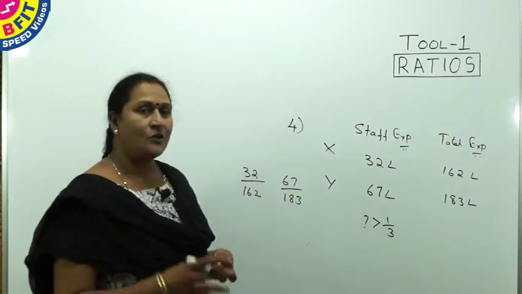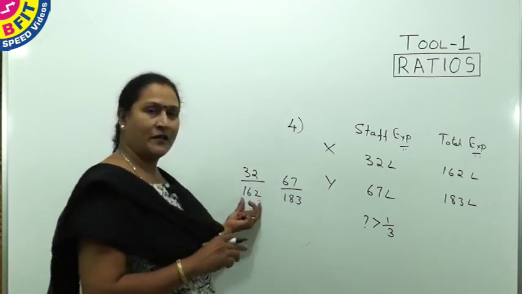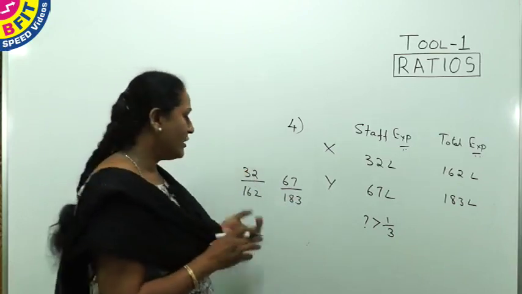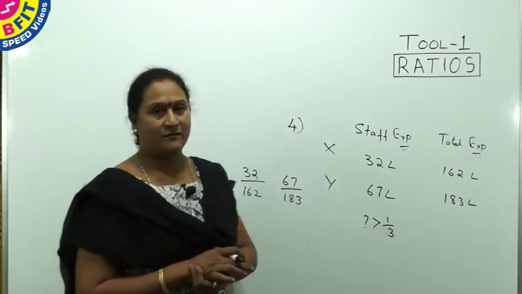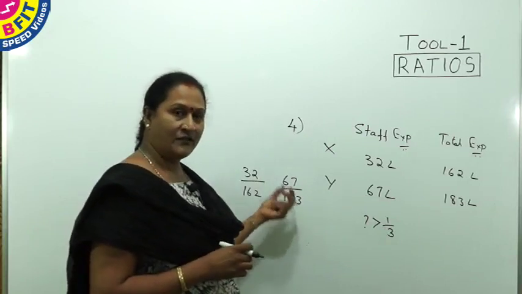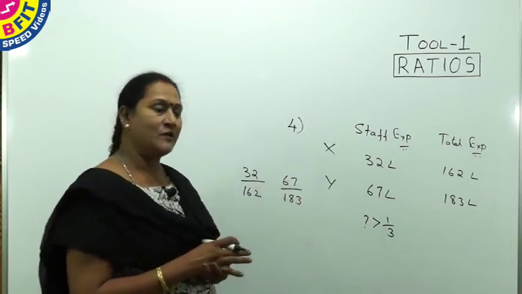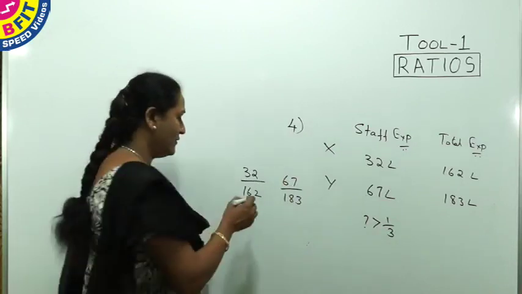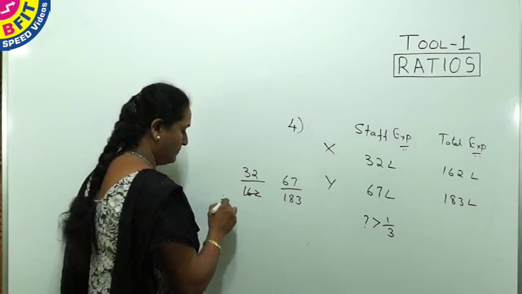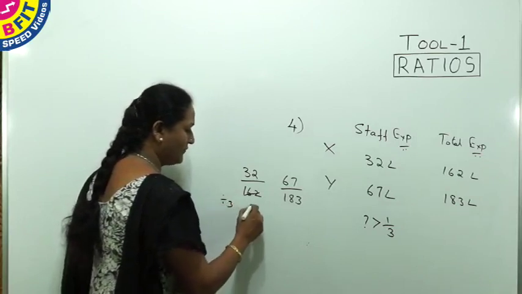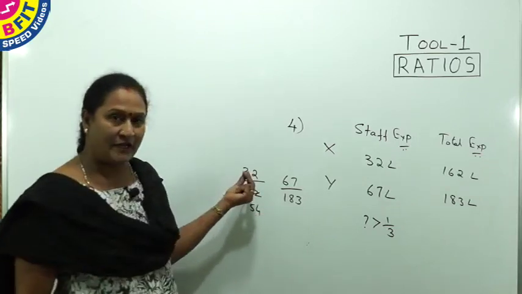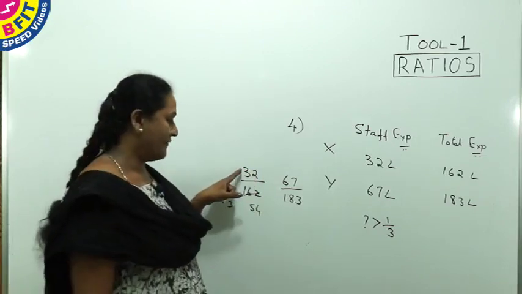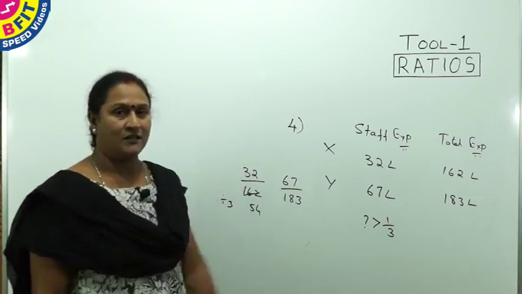Which company's staff expenditure is more than 1/3? For that, how do we proceed? Divide the denominator by 3. If the numerator is less than that value, it means the fraction is less than 1/3. If the numerator is more than that value, it means it is more than 1/3. So we'll check here. Dividing the denominator by 3, the value is 54. And the numerator we have is 32, less than 54. It means that staff expenditure is less than 1/3.